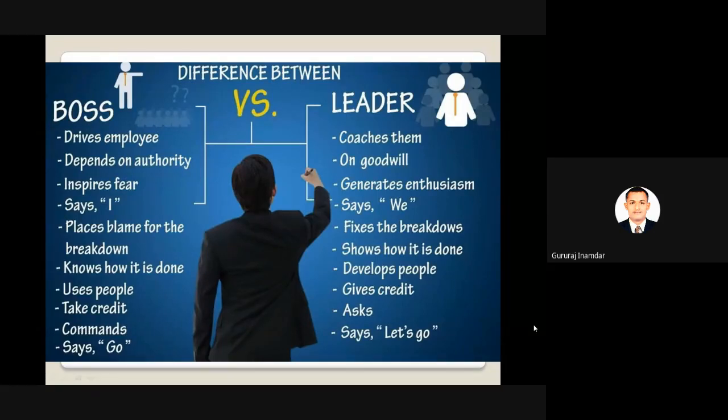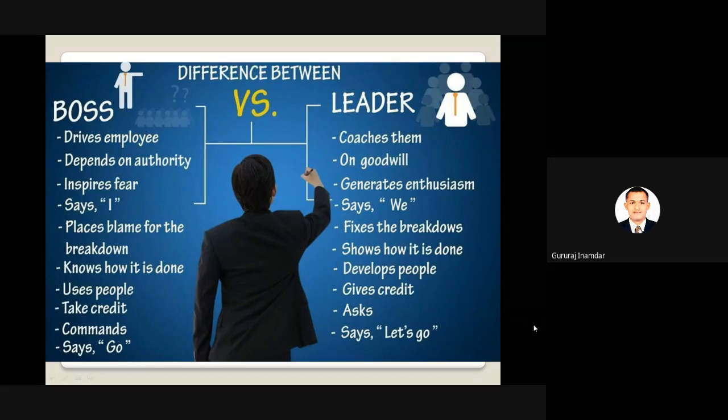Is it right? So the behavior of a particular employee or manager, our behavior in future, we will increase our positive behavior. So we will compare the difference between boss and leader. This will not be asked in the examination, but if you get an idea of what actually a leader is, definitely our behavior will change as compared to a boss.